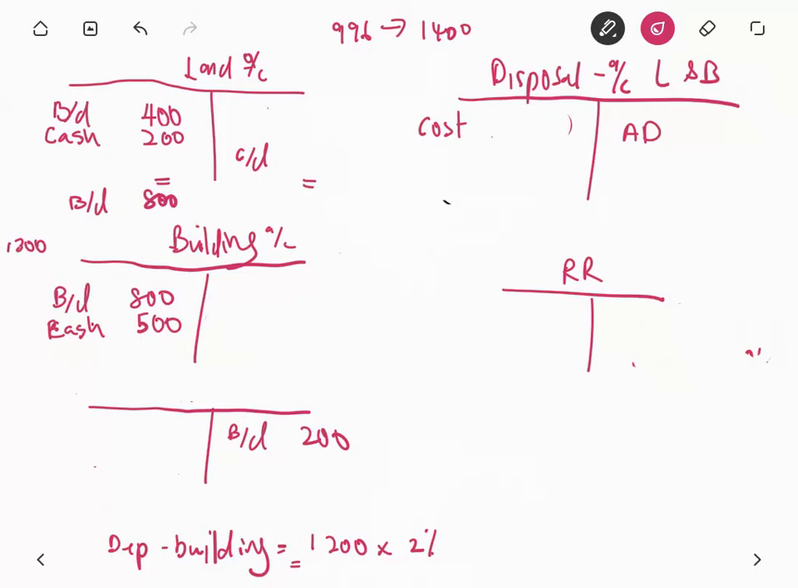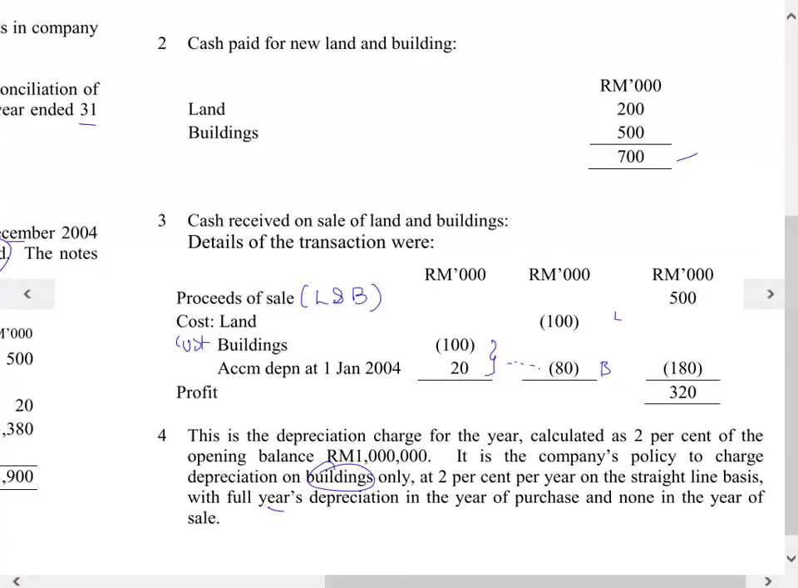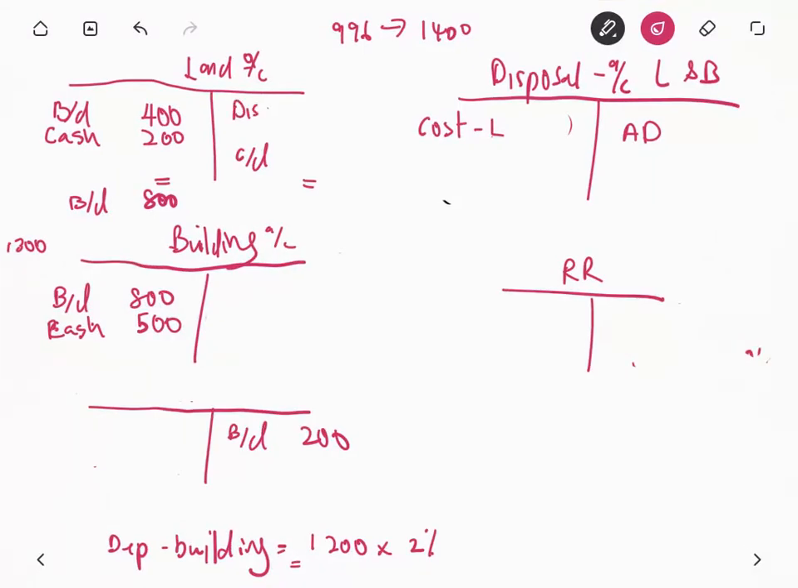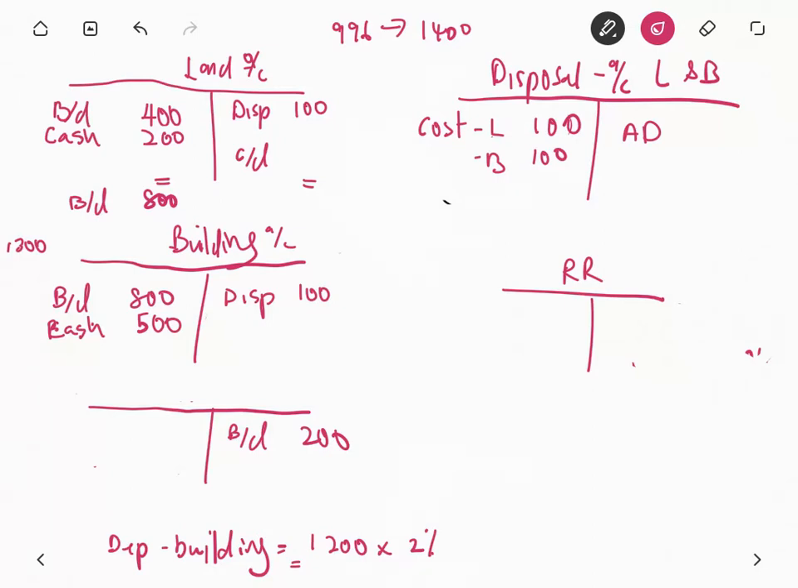Step 1, what is the cost for land? Land 100. Cost for building 100. Accumulated 80. These two add up, you get a net 80. So 100, 100. Disposal step 1. Building also disposal transfer. Cost. What is step 2? Accumulated. What is the accumulated? 20. Step 2 will be from here.